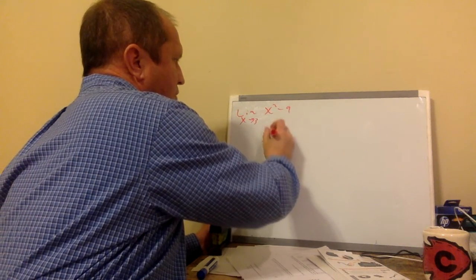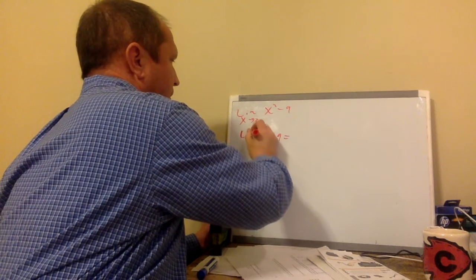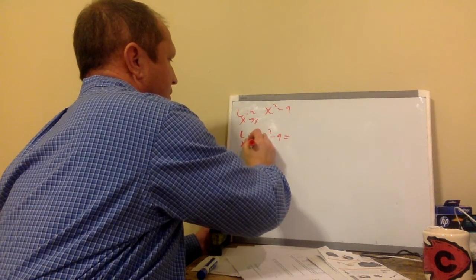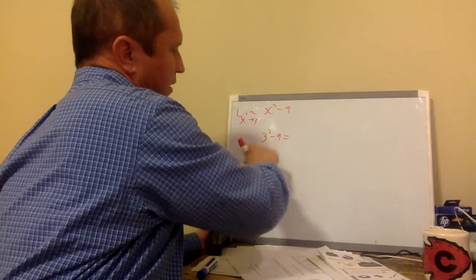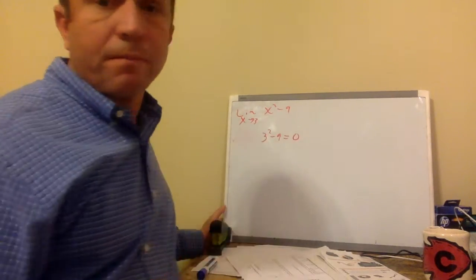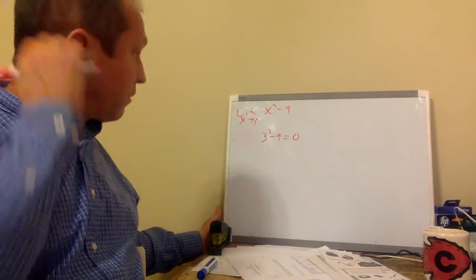You say, okay, well, it's 3 squared minus 9, which is... Sorry, don't need the limit once I plug in for x. I don't need to continue writing that. So it's 0. All right, so 3 squared minus 9 is 0. So the limit as x approaches 3 is 0.